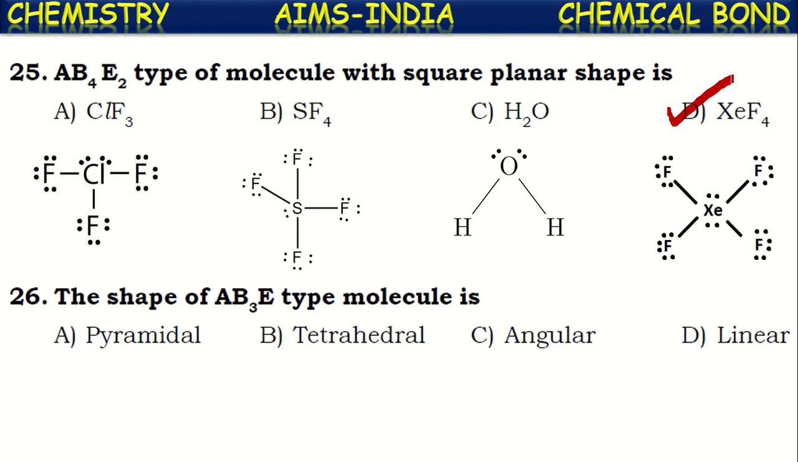Next one more. The shape of AB3E type molecule. AB3E type means it should have 3 bond pairs and 1 lone pair on the central atom. So if there are 3 bond pairs and 1 lone pair, then the shape of the molecule will be trigonal pyramidal or just pyramidal we can say. This is a molecule, ammonia we call it. Okay, it has 3 bond pairs and 1 lone pair. It is of AB3E type. So its shape is called pyramidal shape. Okay, here it is the correct answer.